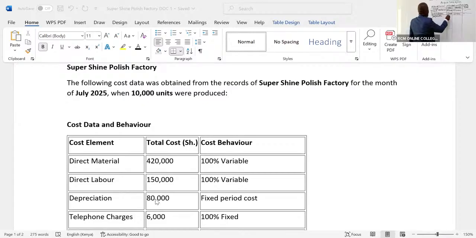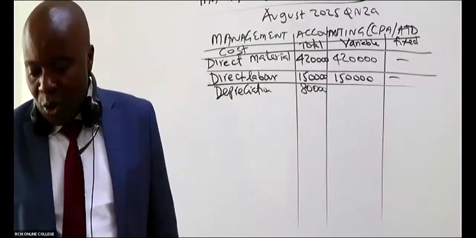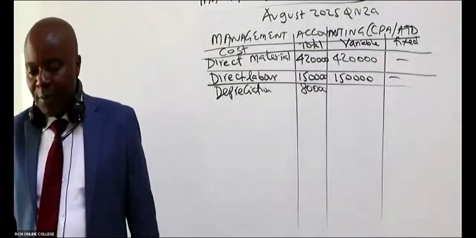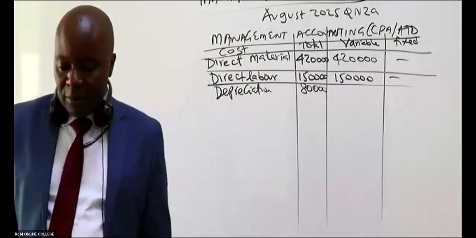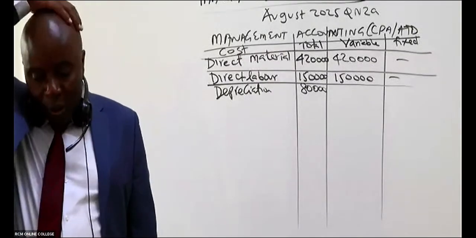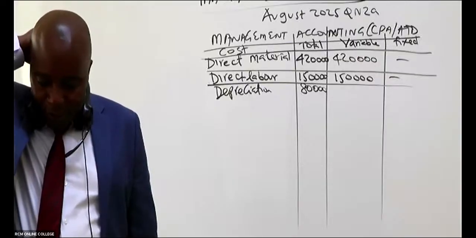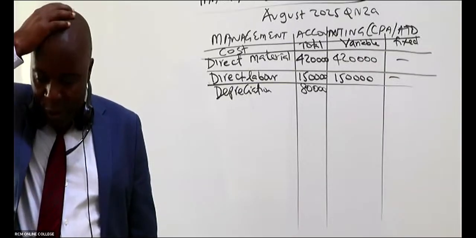Depreciation, 80,000. They have told us, ladies and gentlemen, that this depreciation is a fixed periodical cost. So what should we do with it? Somebody talk to me. The 80,000, what shall we do with it, my good students? I'm waiting to hear from you.